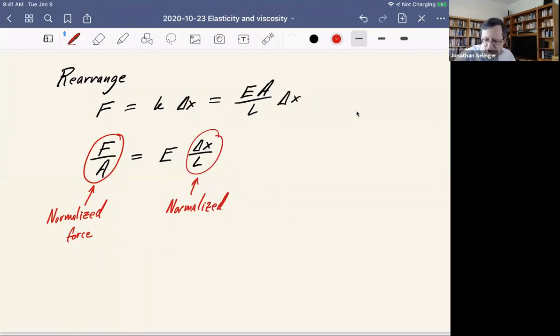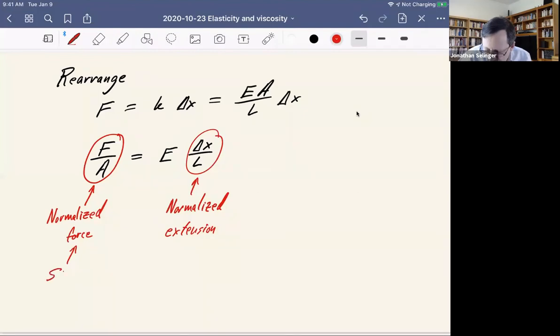That is, it's the extension of the material normalized by the natural length of the material. So it's the percentage extension of the material, right? It's like saying a material is extending by 1% compared to its natural length.